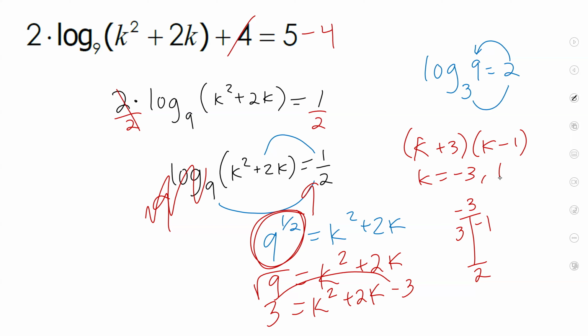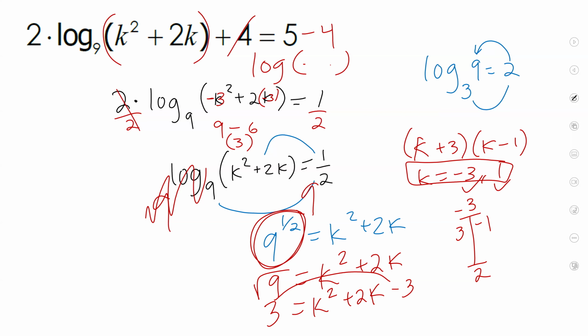Okay, will that work? We need to plug these in and make sure we don't get any negatives. So if I plug in a -3 right here, -3 squared is 9. Plug in a -3 here, I get -6. Okay, I got a +3 inside. So this works. And I'll get a positive number inside. Okay, so these are both solutions. You need to make sure that when you plug those numbers back in, you don't get a negative inside of here, because you cannot have a negative inside of a log. You cannot have that. So make sure to check for extraneous solutions.